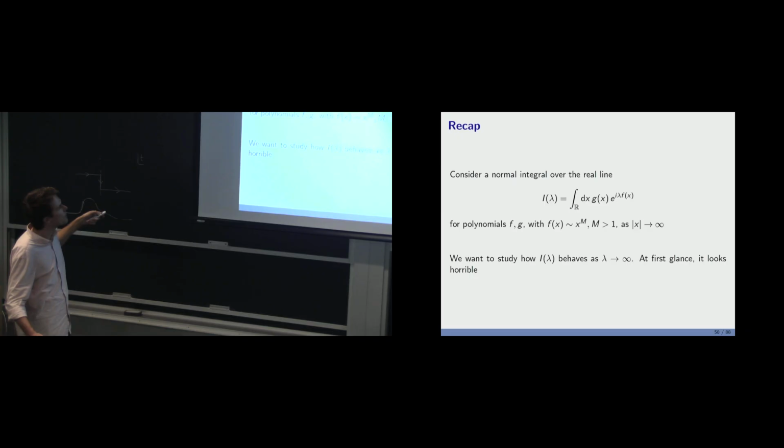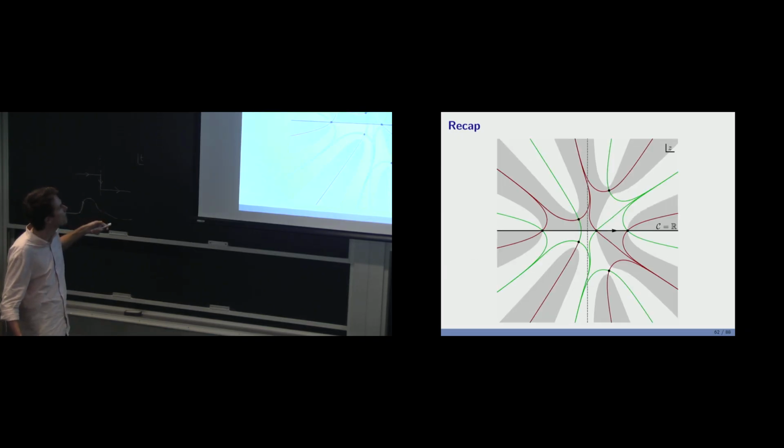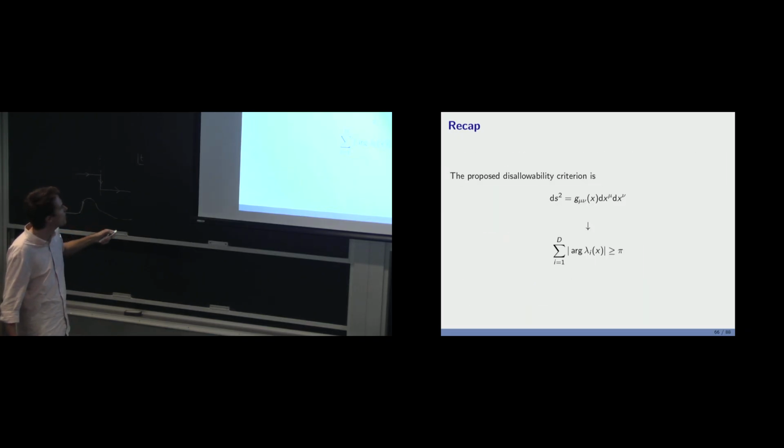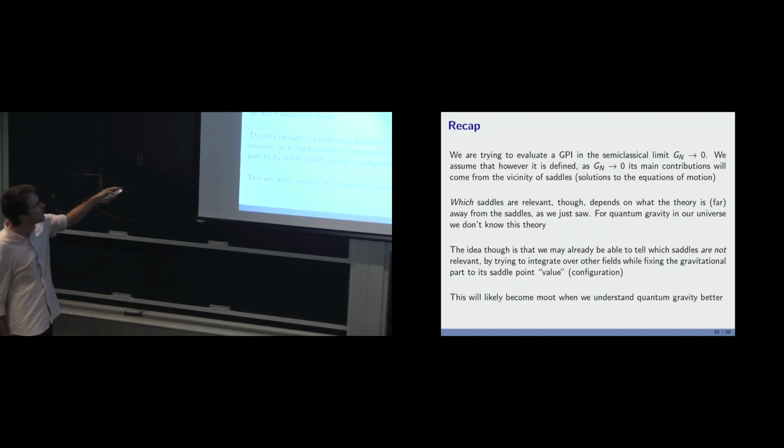So let me go to the conclusions. This was a recap for people that didn't follow anything. So maybe I should recap here. We're trying to evaluate a gravitational path integral in a semi-classical limit. We don't know precisely how it's defined, but we're going to assume that it receives its main contributions from the vicinity of saddle points. That's what we discussed. Which saddles are relevant, though? It depends on what the theory is. Far away from the saddles, you really need to know the full theory to actually answer this question. But we don't know it.